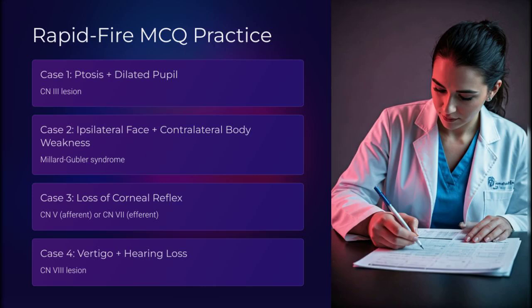Cranial nerve 3 lesion equals ptosis and dilated pupil. Ipsilateral face with contralateral body weakness? That's Millard-Gubler. Lost corneal reflex? Check cranial nerves 5 and 7. Vertigo and hearing loss? Cranial nerve 8, every time.